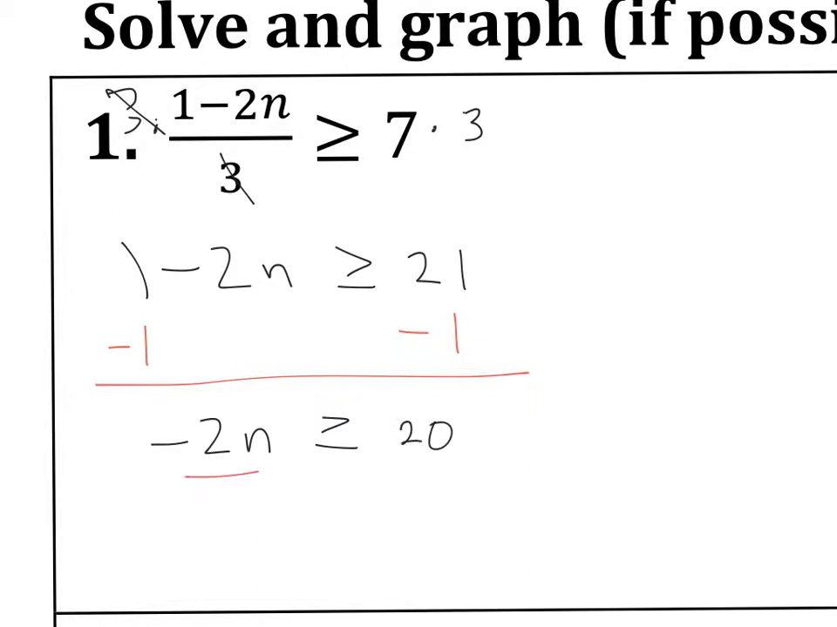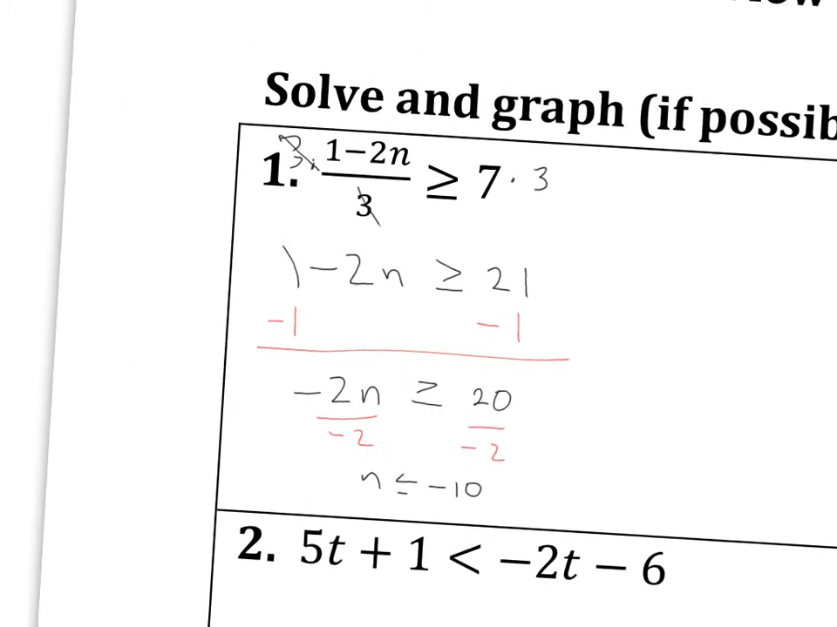And then divide everything by negative 2. And you would get n. Remember, when we multiply or divide by a negative, we want to flip the inequality. 20 divided by negative 2 is negative 10. And then our final answer looks like n is less than or equal to negative 10.